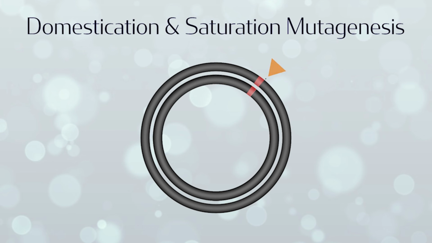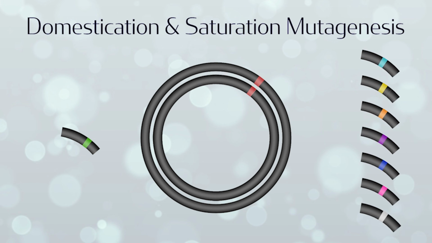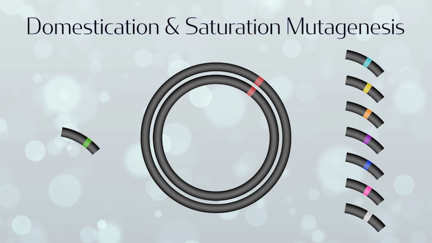After the restriction enzyme digest, two types of oligos can be added for the Gibson assembly. For domestication, an oligo with a silent mutation at the restriction enzyme site is added, while for saturation mutagenesis, a pool of oligos with degenerate bases to mutagenize one or more amino acids is added.